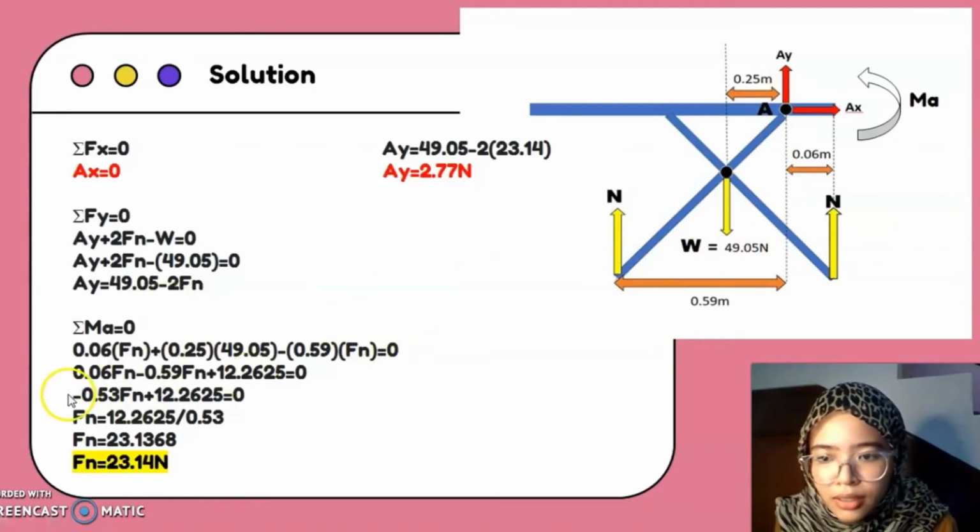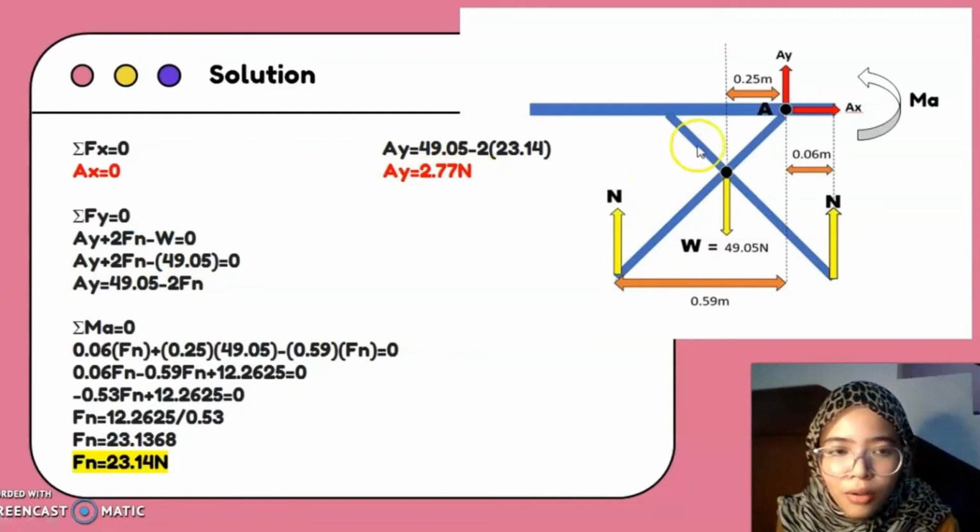So we're going to get Fn equal to 23.14 Newton. And after we have got the reaction force, we're going to plug it into the equation of Ay. So we will get Ay 2.77, and so the reactions at point A are Ax equal to 0 and Ay equal to 2.77 Newton.